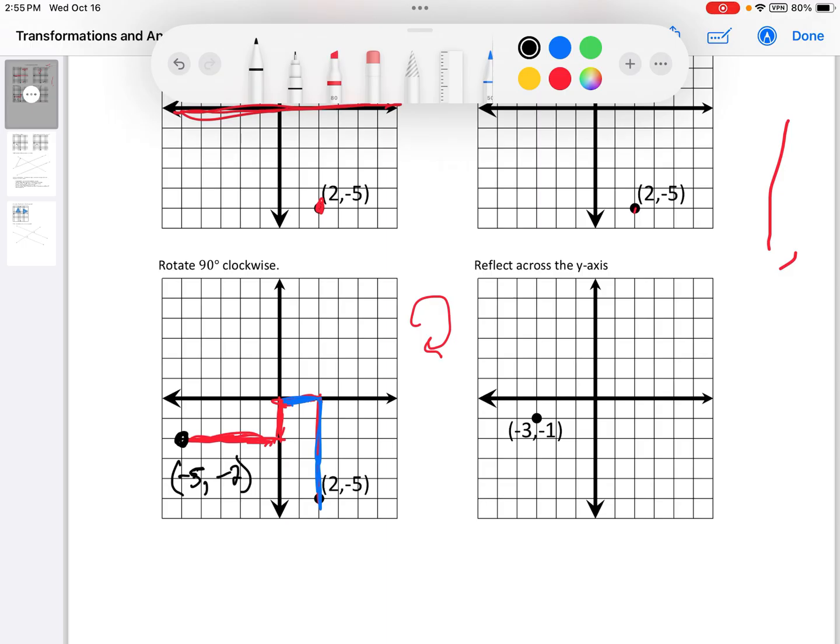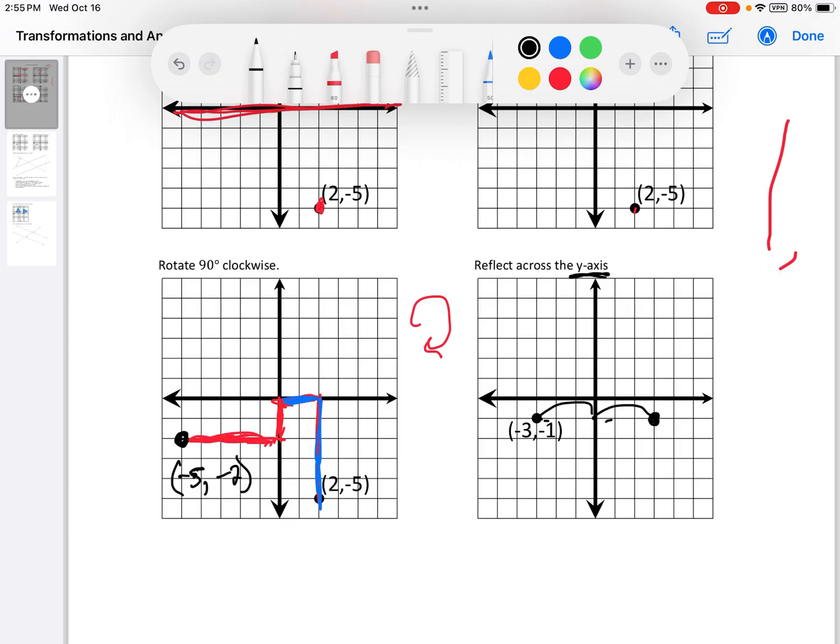Okay. Now I'm reflecting across the y-axis. Well, this is the y-axis, so let's reflect across it. We start out to the left, reflecting will end up to the right. It's 3 to the left, so we will go 3 to the right, and it ends up right there.